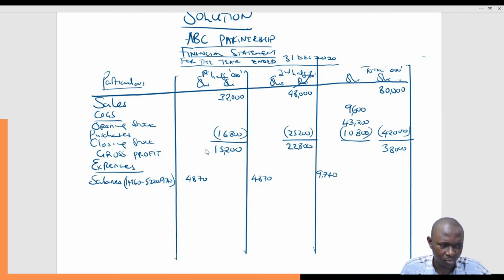I think this is very important. When you get 15,200 plus 22,800, you will get 38,000, which is what we have here. So this is very important, and it gives us room to continue working with the halves. Okay, so let's proceed.